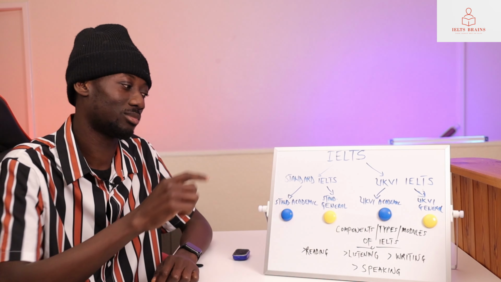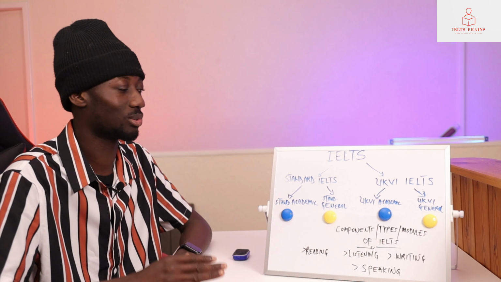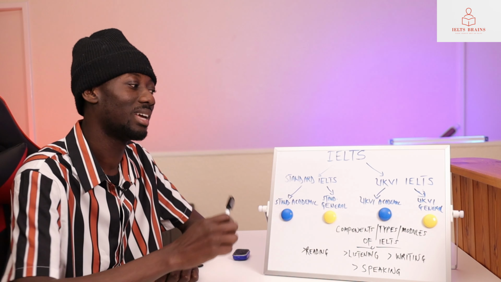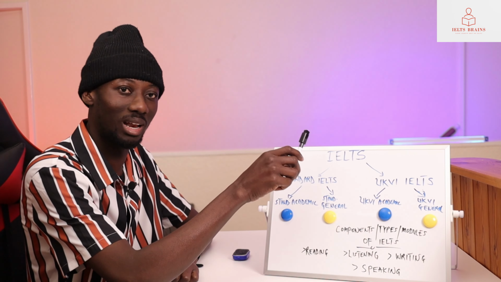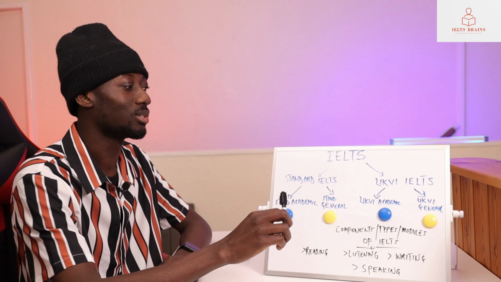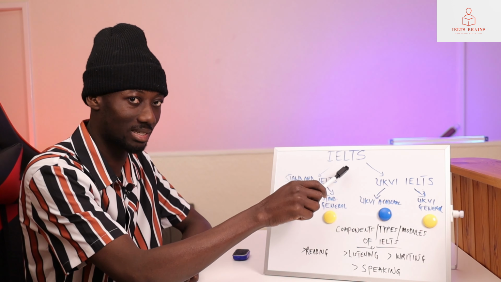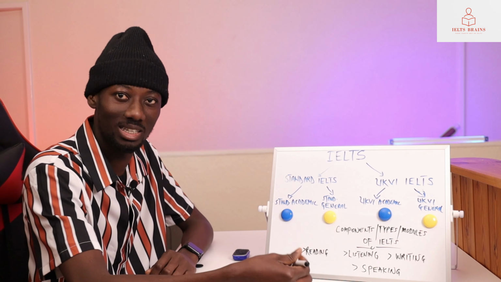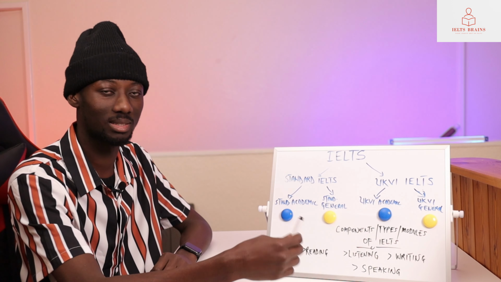So let's just go to the board and understand the concept underpinning IELTS. First of all, IELTS is an acronym. The full meaning is International. The I stands for International. The E stands for English. The L stands for Language. The T stands for Testing. And the S stands for System. So the full meaning is International English Language Testing System. As I said, the full meaning is not important, but it's an English proficiency test. It tells everyone your command over the English language.